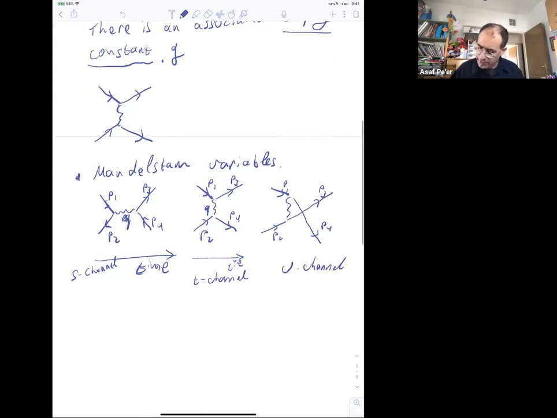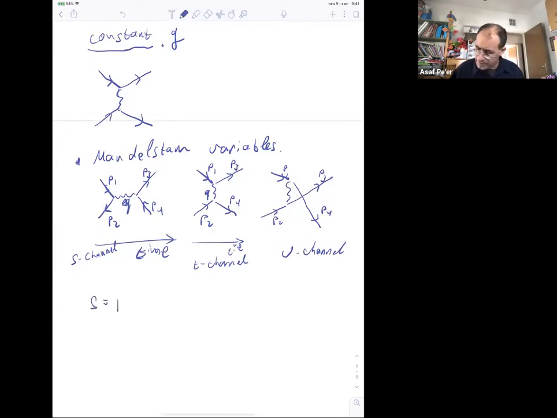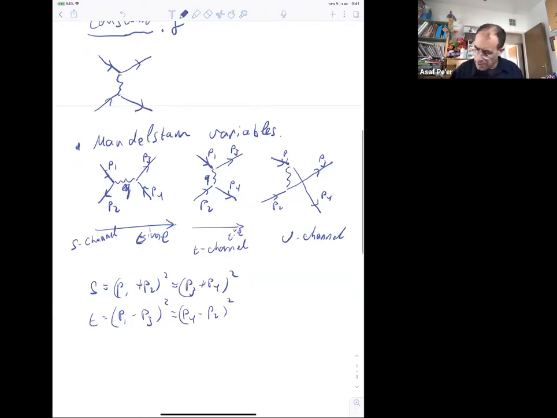And we define the variables: S is (P1 plus P2) squared, which is (P3 plus P4) squared. T is (P1 minus P3) squared, which is (P4 minus P2) squared. And U is (P1 minus P4) squared, which is (P3 minus P2) squared, right?